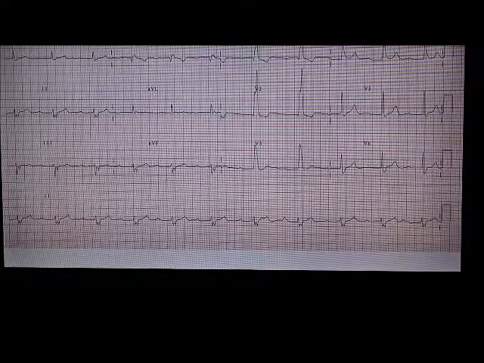Okay, Rehan. Right bundle branch block with left axis deviation. Okay. Bifascicular. Okay. Left anterior. Yeah, left axis, left anterior hemiblock, right? Anything else?